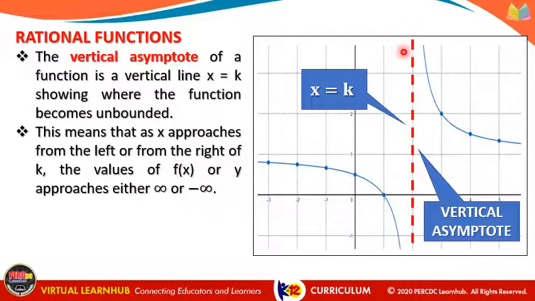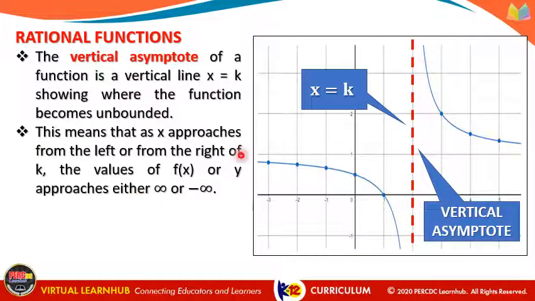Again, let's say this is our vertical line. If your curve approaches either from the left or from the right, for example, let's look at this part. We can see that your graph is approaching from the right. Your graph comes from the right and gets closer and closer to our vertical asymptote.